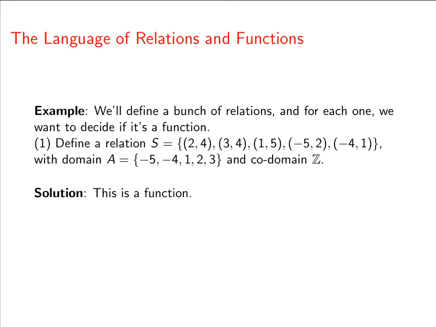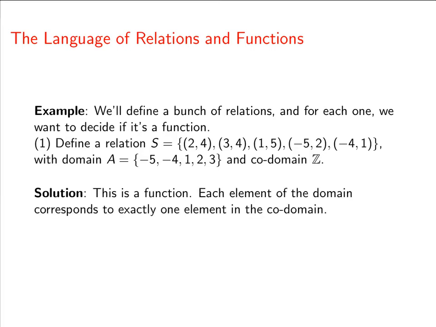So this is a function, and let's try to explain why. Notice that each element of the domain corresponds to exactly one element in the codomain. And so we should be able to see that here. For instance, take the number 2 in the domain. It shows up once as the first element of an ordered pair.